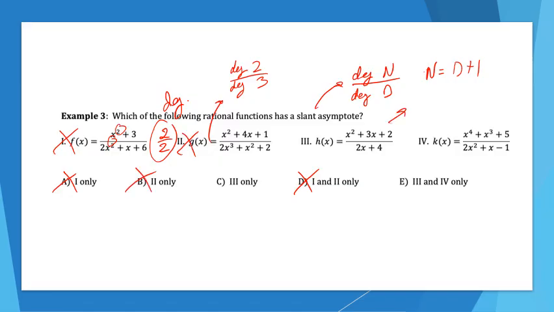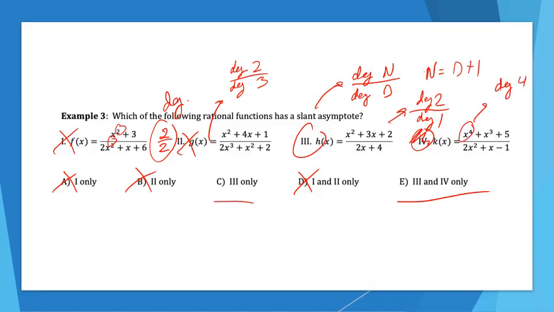3, here I have a degree of 2 over a degree of 1. This would work. So it could be either C or E. That really doesn't help us. Looking at E, here we see a degree of 4 over a degree of 2. So even though this is top heavy, 4 is 2 more than 2, not just 1 more. So we can eliminate E. So C should be our correct answer there.